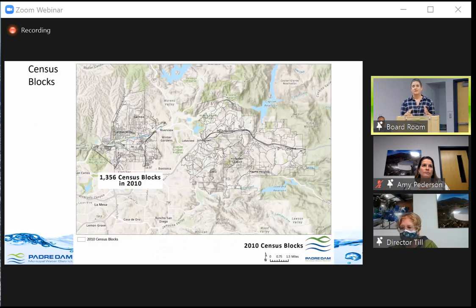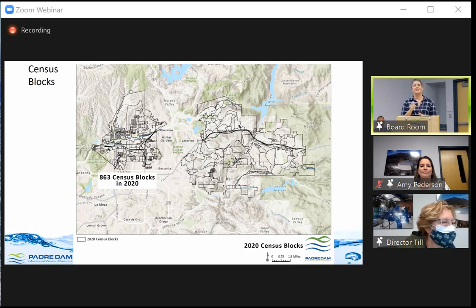The changes to the census block size and shape were the biggest driver for any changes proposed to our current voter divisions. In this slide, the black outlines represent the 1,356 census blocks that were used in 2010. Next slide, please. Now we see the block outlines updated, and there's a total here of 863 census blocks.